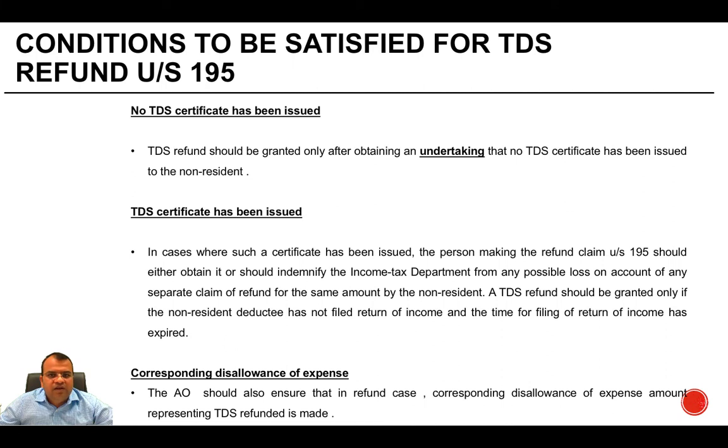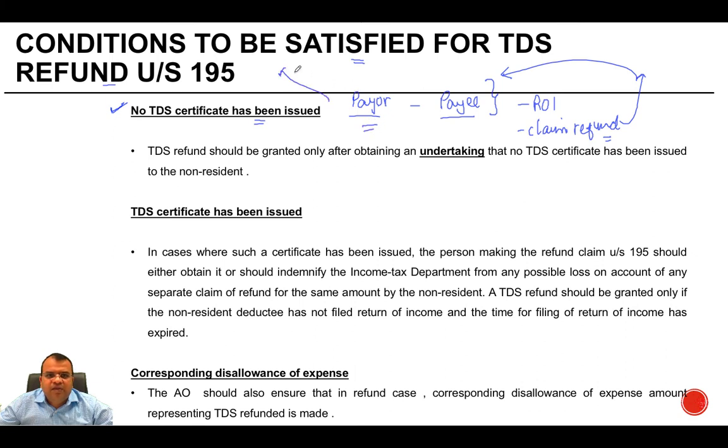Now, some of the other conditions which are required to be satisfied for such a refund are as under. The first condition is that there is no TDS certificate which has been issued by the payer. The reason for this is that if the payer has issued a TDS certificate to the payee, a payee can file the return of income, right, and he can claim refund of such TDS. So in that case, the government would lose. Why? They would have given the refund back to the payee, as well as the payer would have claimed such a refund by application of this procedure.